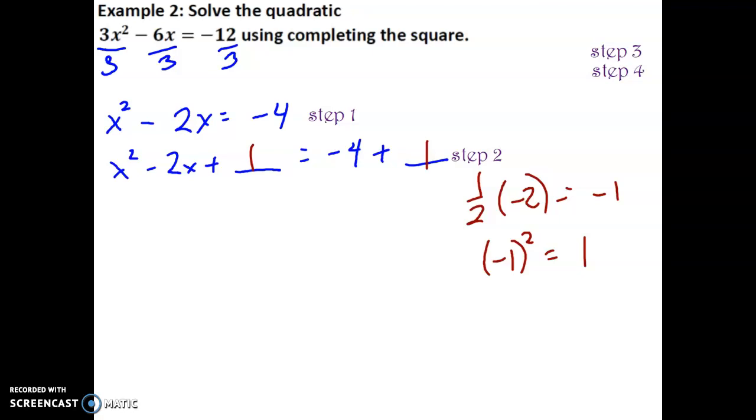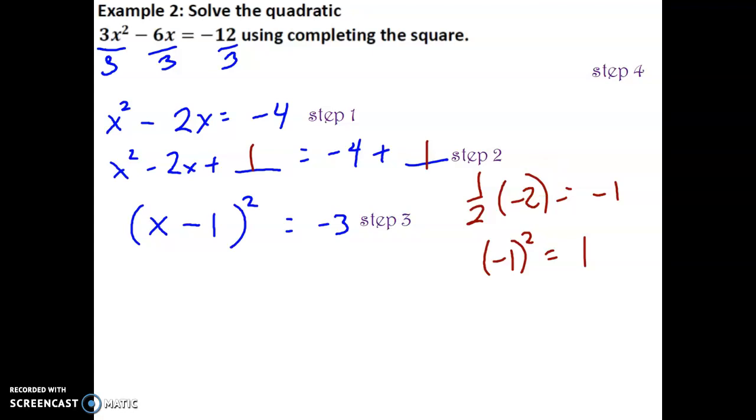And just like last time, I now want to factor it like a perfect square trinomial. So what is going to go inside the parentheses? Well, it's going to be that variable without the squared, and then 1/2 b, which is -1. And on the right-hand side, -4 plus 1 is -3. I have factored that like a perfect square trinomial.